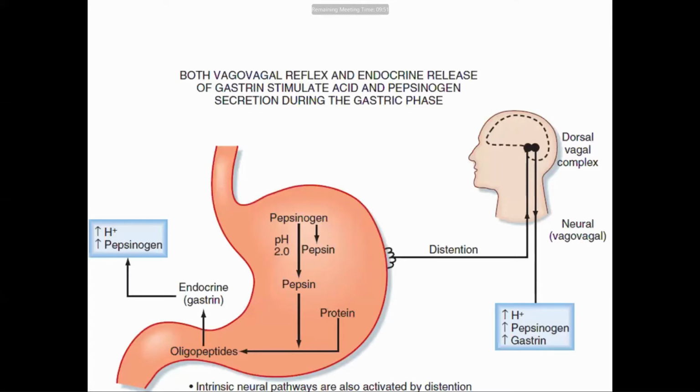This is also the same figure. Whenever there is an increase in hydrogen ion, an increase in gastrin, or distension due to the vagal reflex, the chief cells release pepsinogen. Pepsinogen is converted into pepsin. For this, the pH must be highly acidic. Once pepsin is formed, it converts proteins into oligopeptides.